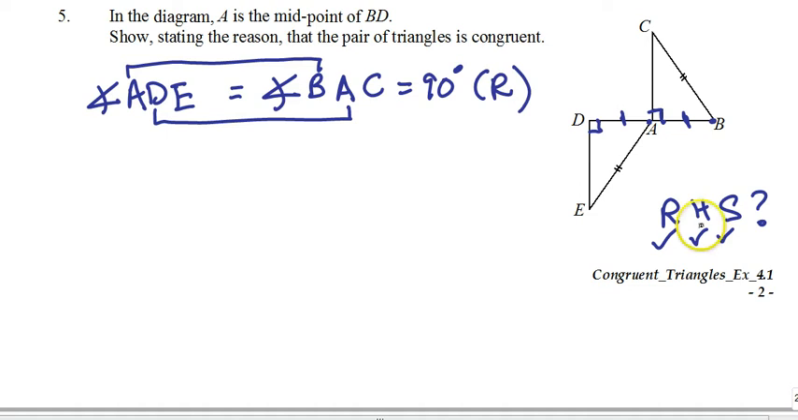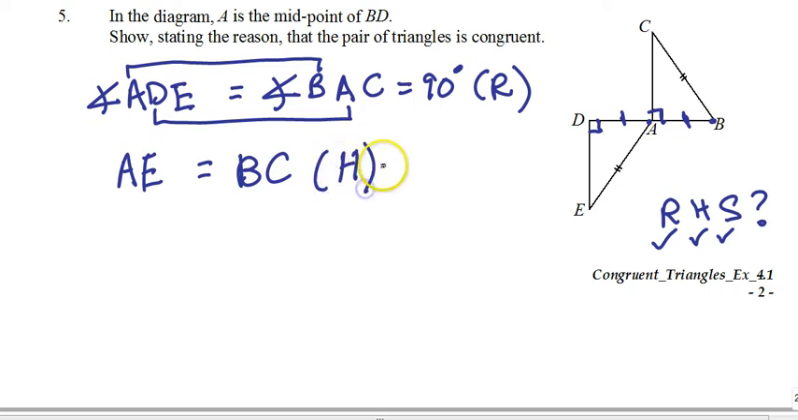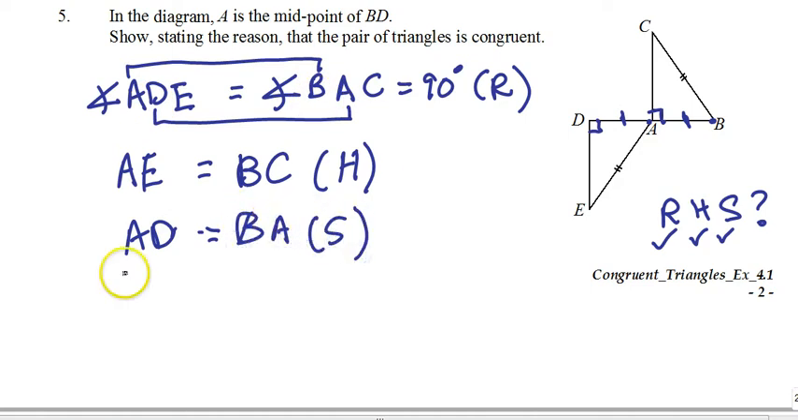And once you do this, the next one becomes very easy, the hypotenuse. I have the first hypotenuse AE. So I know AE must correspond to BC. And this is given, so we can say that the hypotenuses are the same. And finally, the last side that is given, we look at AD. Looking at this, it must correspond to BA, and we have the side.